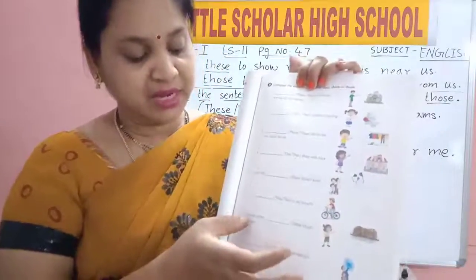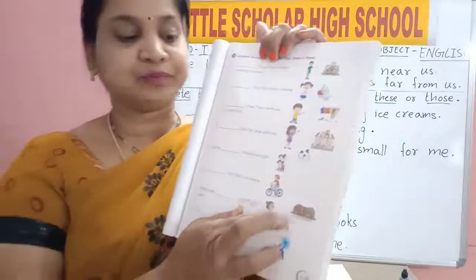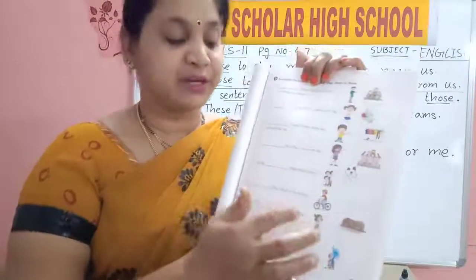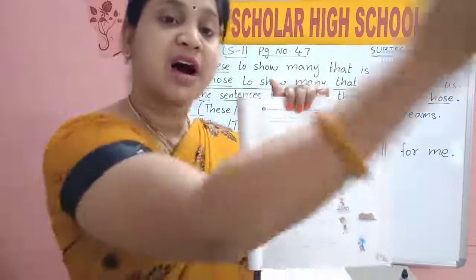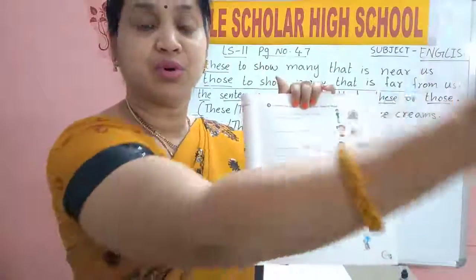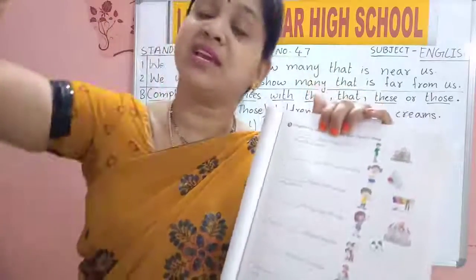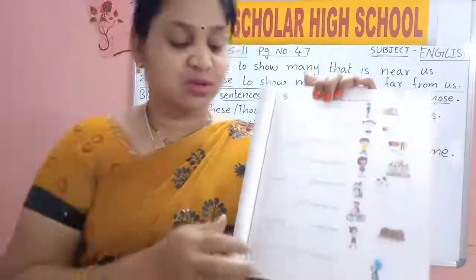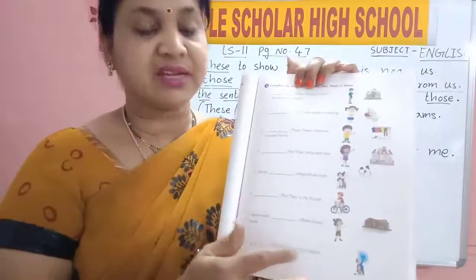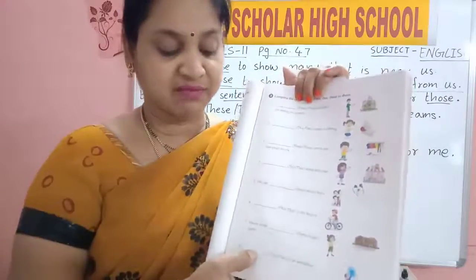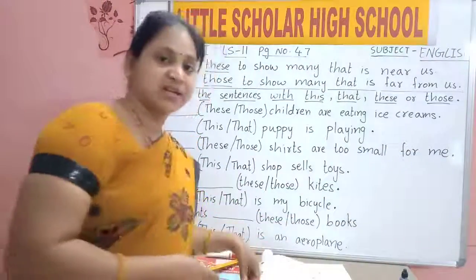Now next one. Meena wants dash books. Here many books are there. So for books, many and that too far, what should we say? Those. Here, Dash is an aeroplane. An aeroplane flies very high in the sky. We can't see it also. There is only one aeroplane in the sky. So what is he saying? That is an aeroplane. Which one is correct here? That is an aeroplane.